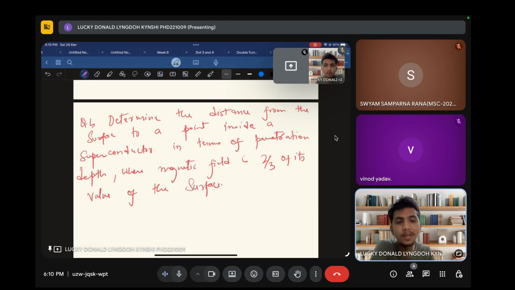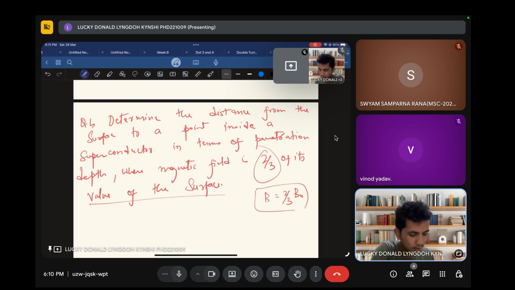We have to find out up to what distance the magnetic field can penetrate such that the magnetic field falls down to two-thirds of its value at the surface. Suppose your value at the surface is B naught, then you have to find out the value inside the surface up to which your magnetic field is 2 by 3 of B naught. Remember that the maximum magnetic field is at the surface, B naught, but as soon as you penetrate the superconducting material, it decreases exponentially. You have to find out up to which distance the magnetic field reduces to 2 by 3 of its maximum value. That is the question.